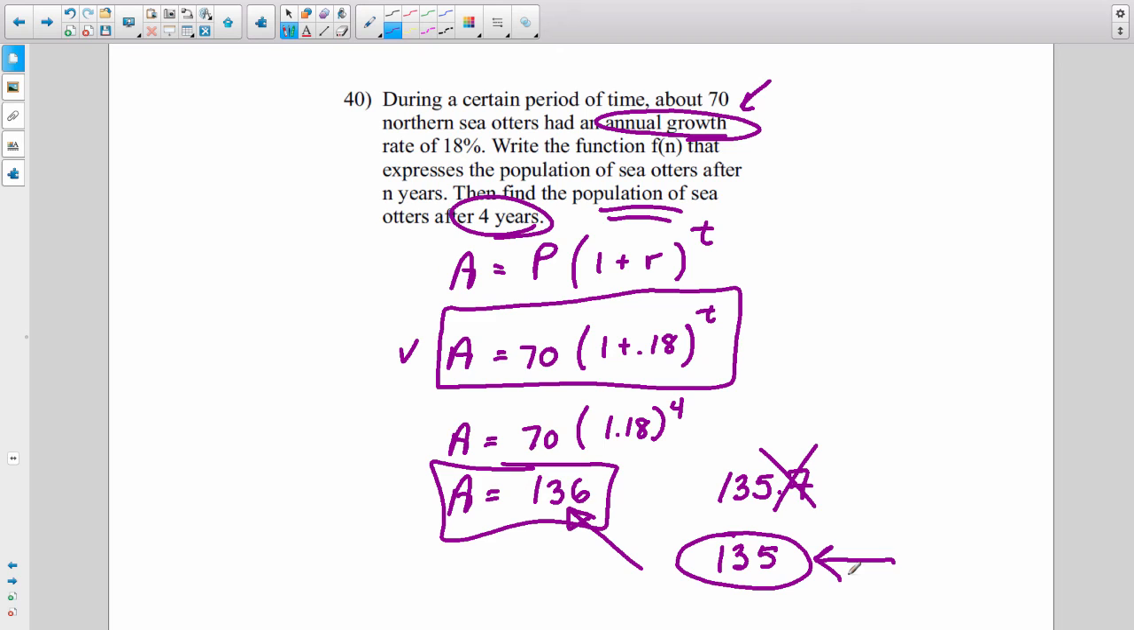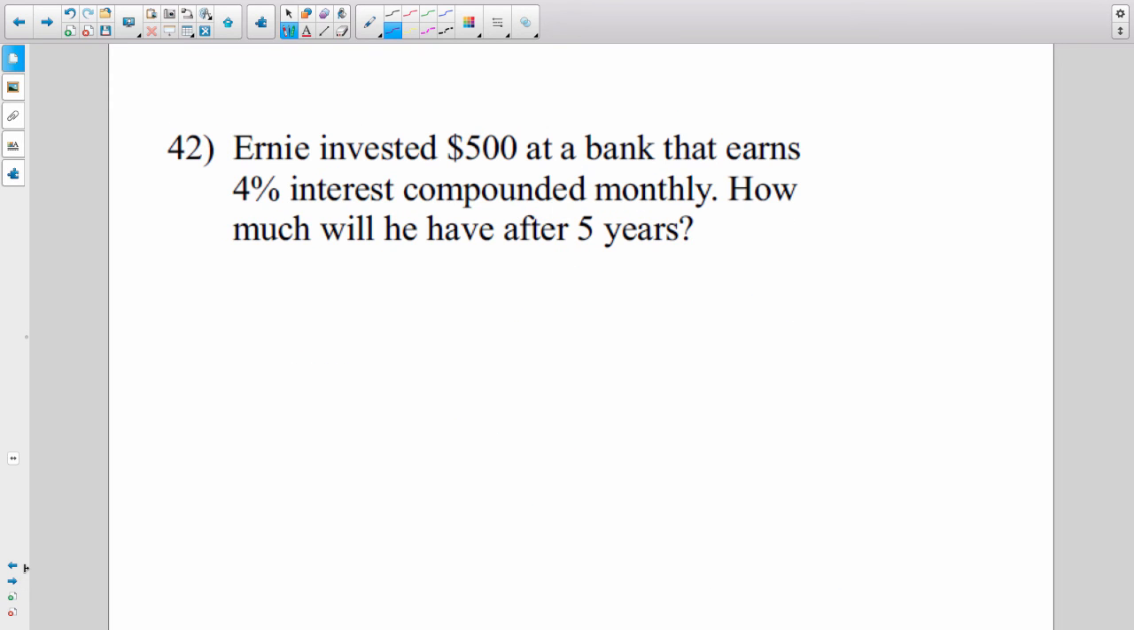So we're up to 42. Nice. Ernie invested 500 bucks at a bank. He's got 4% monthly. How much will he have after 5 years? So when you're compounding, you use this formula. The amount equals the amount you started with times 1 plus the rate, except now you divide by the compounding periods and you also multiply by the compounding periods.